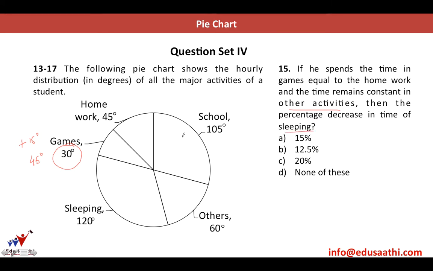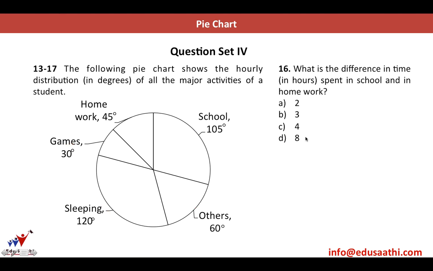So it means that this remains constant, this remains constant, and this remains constant, but the time which has been increased here, plus 15 degrees in the games, has been taken from the sleeping time. So now the sleeping time is 120 degrees minus 15 degrees, which is nothing but 105 degrees. So the decrease in the time of sleeping is 15 degrees over the initial time, which was 120 degrees. And this multiplied by 100, we'll get the answer as 12.5% decrease.